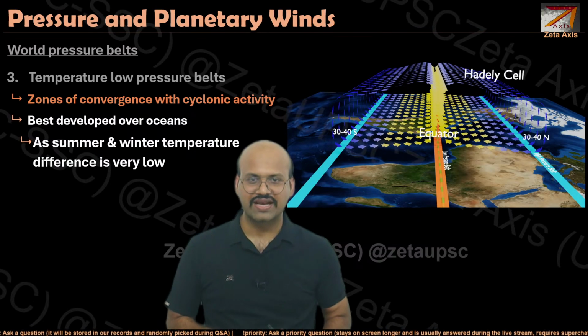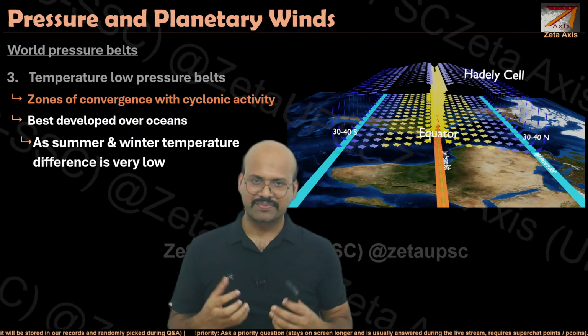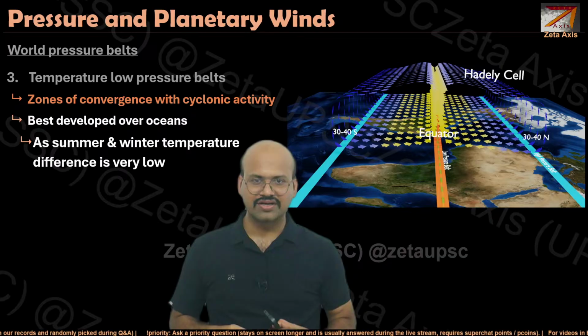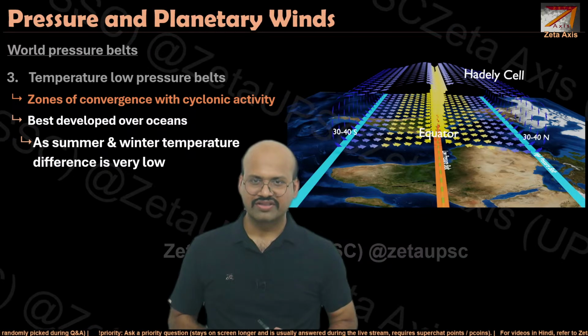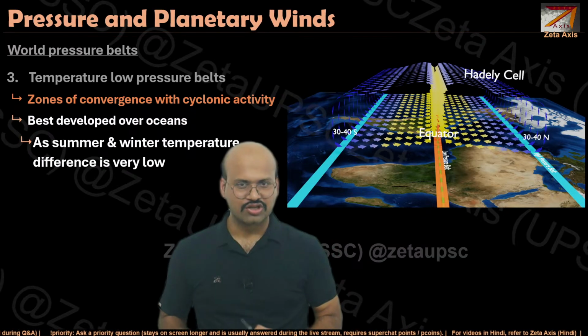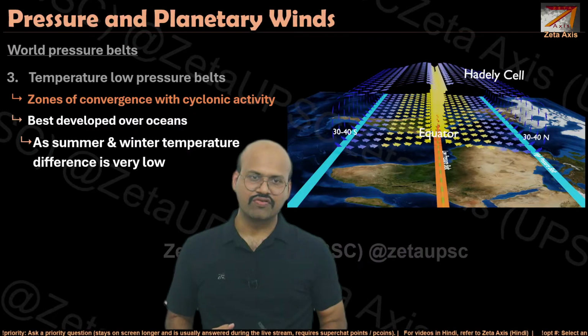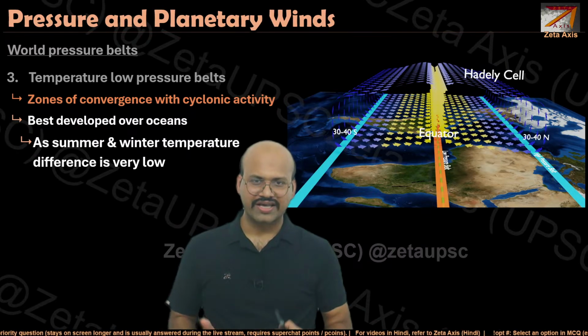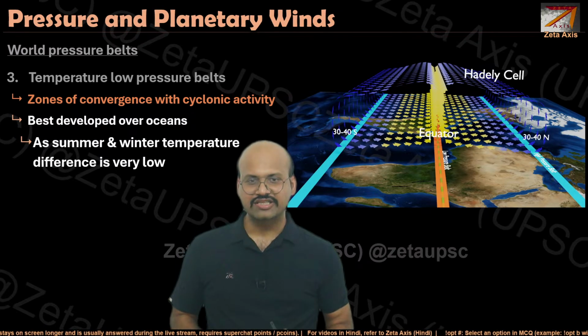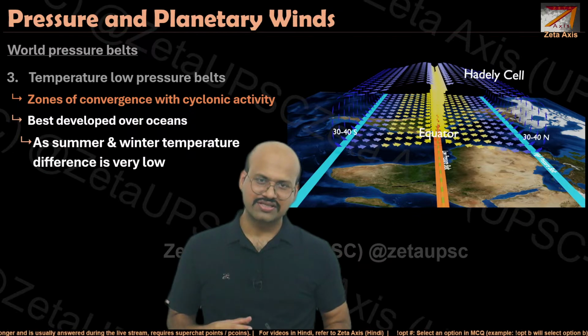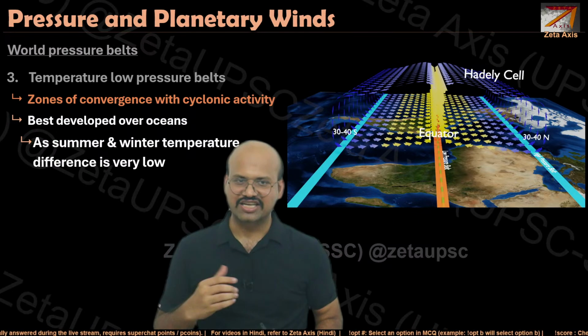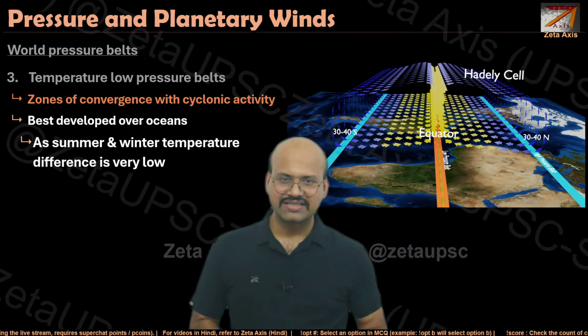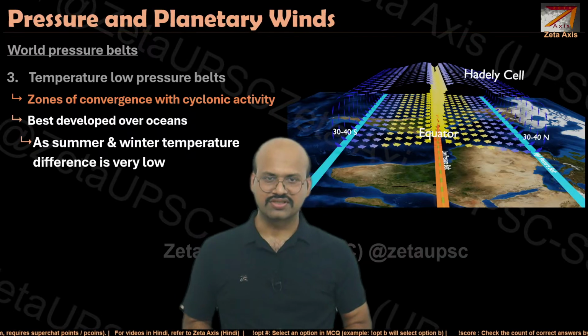What happens over the land is that during the summer the temperature is very high, while during the winter the temperature is very low. Therefore, we do not see this low pressure belt distinctly over the land because the local characteristics will overcome this property. But over the oceans, the temperature difference between summer and winter is not very high. Therefore, it is very distinctly seen over the oceans.